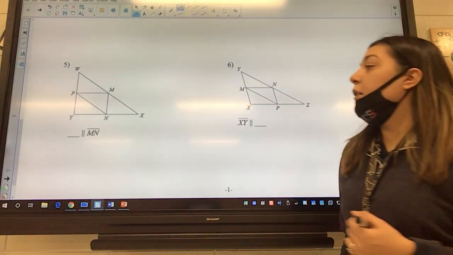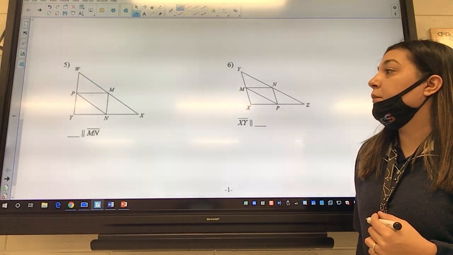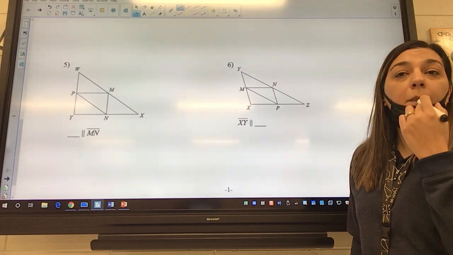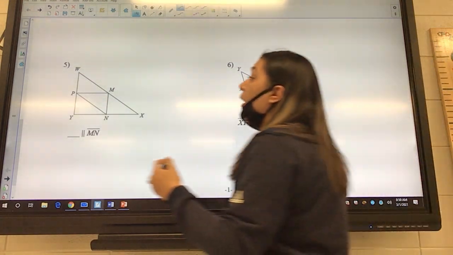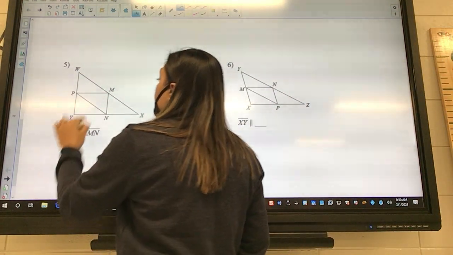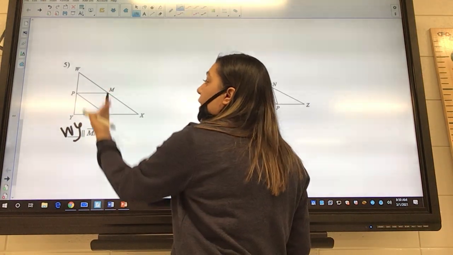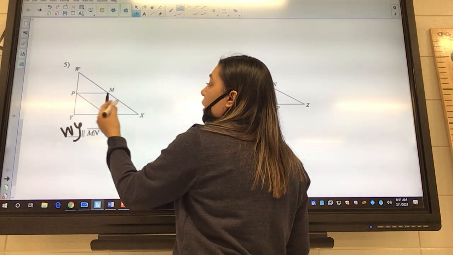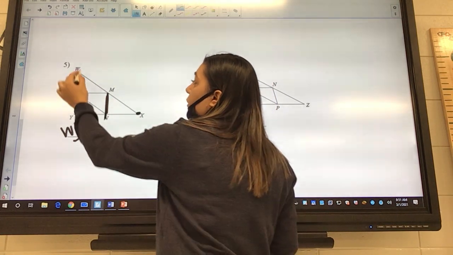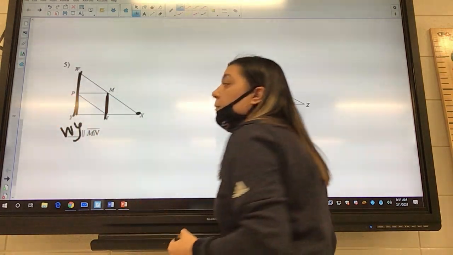MN, what's going to be parallel to MN? Okay. WY. Yeah. So we have MN here, and so it has to be another line that's like up and down like that, okay? And the only other ones are going to be either X or this one, okay?